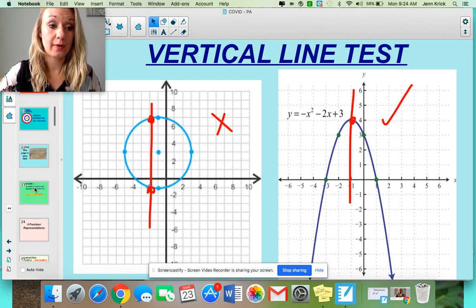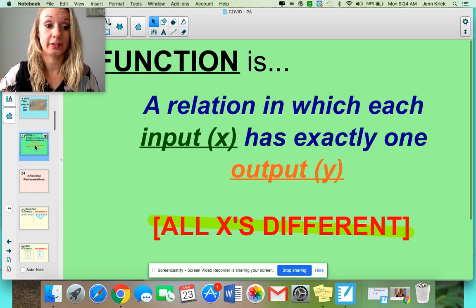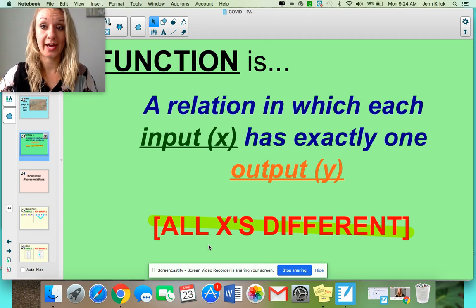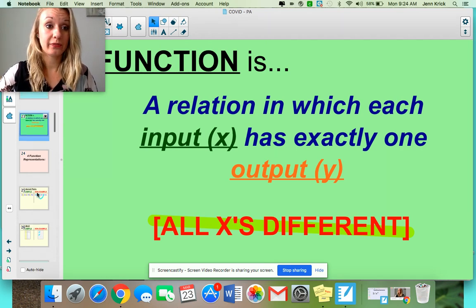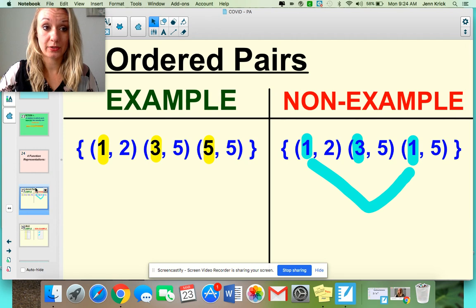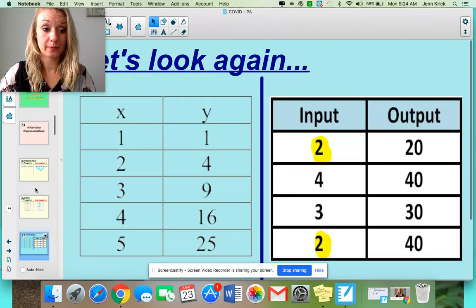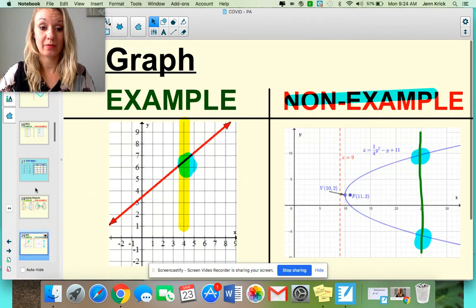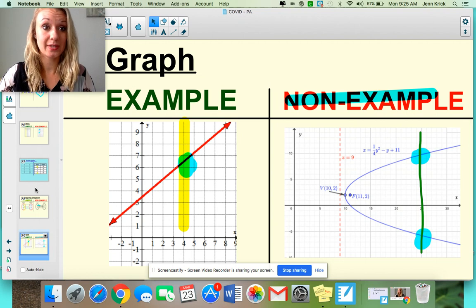So just quickly to wrap up, when we're looking at functions and non-functions, it's the most important thing for all of your x's to be different. There's 4 different ways to view them. We've got ordered pairs, we've got tables, we've got mapping diagrams, and we've got graphs. And remember for your graphs that you just have to draw a vertical line going down. If it hits 2 times, then it fails.